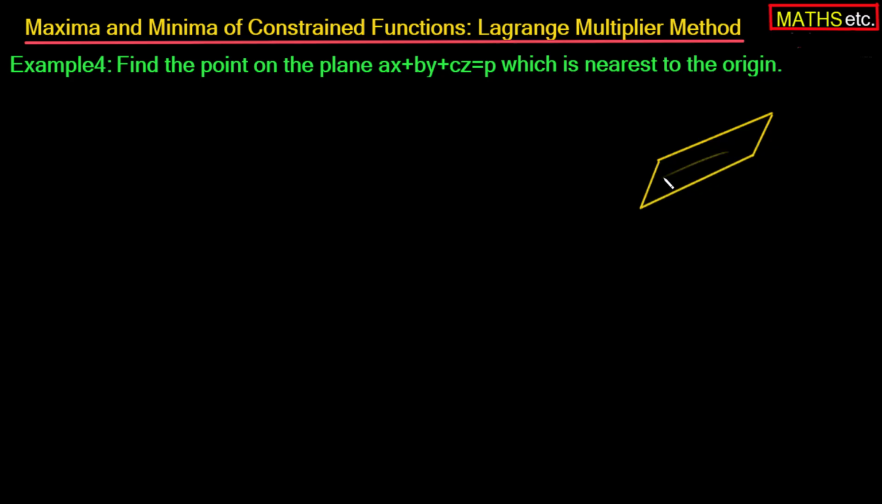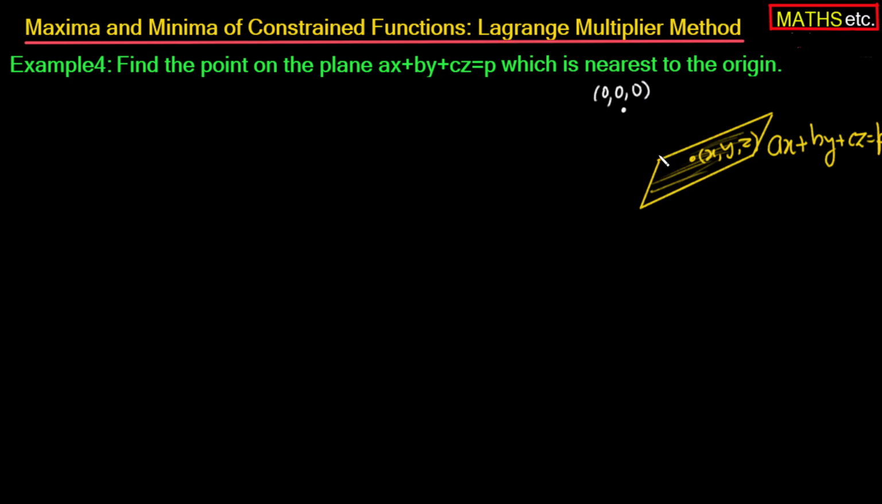So this is our plane, and the equation of the plane is given as ax plus by plus cz equals p, right? So any point on the plane is (x, y, z), because this will satisfy the equation of the plane. Now another piece of information given is the fixed point, and that fixed point is the origin. We are plotting a rough diagram, that's why we are not using the coordinate system.